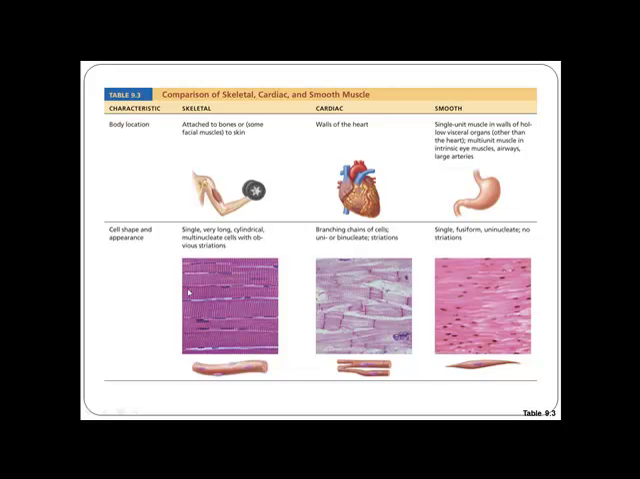So here's our skeletal muscle. It's nice and striated, and it's a nice, easy to identify pattern. Here's our cardiac muscle. It looks similar to skeletal muscle, but it looks like somebody took it and pulled it apart. We only find cardiac muscle in the walls of the heart, in the myocardium of the heart. And then here's our smooth muscle. It looks like a spindle.